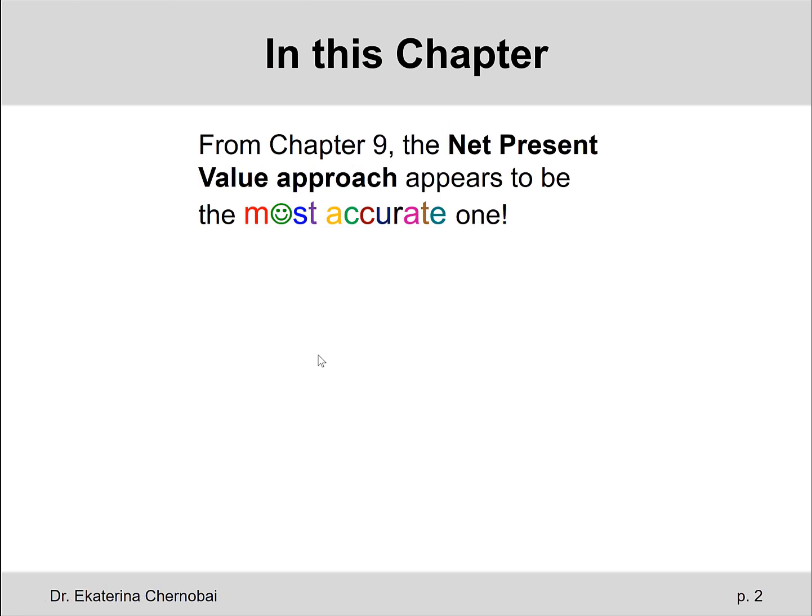In the previous chapter, which was chapter 9 in this class, we looked at four very different ways to figure out if an investment opportunity is worth it or not worth it. We looked at the net present value technique, the profitability index technique, the payback period technique, and the internal rate of return technique. And from those four methods, we saw how they all have some advantages and disadvantages.